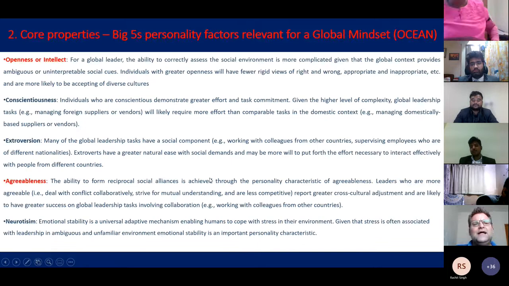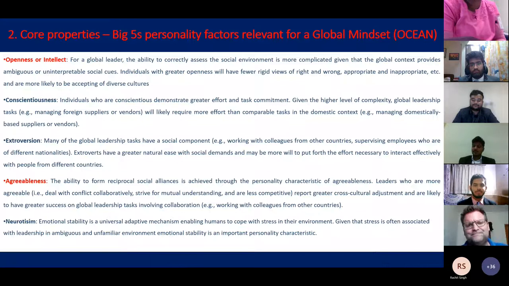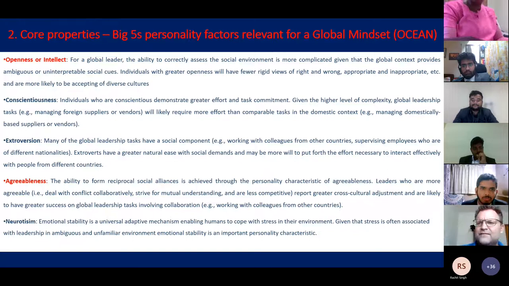Yeah, so we have different personality traits. A lot of people talk about the so-called Big Five. The Big Five have the abbreviation OCEAN. O is for openness, C is for conscientiousness. Then we have extroversion, agreeableness, and neuroticism.